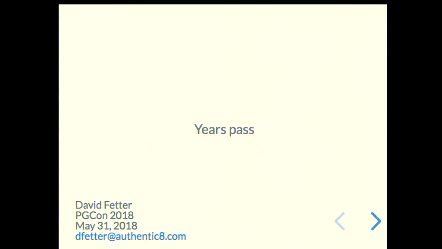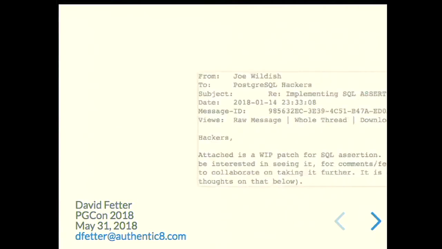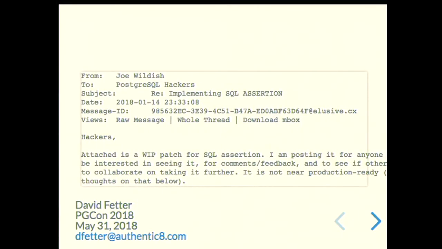Years pass. I guess Peter had other things that were more important to do, and I'm glad he did them. Then Joe Wildish, whose patch we're looking at the output of right now, or the results that patch gives us, sends one that's a work in progress, and it's much improved. I was actually able to compile Postgres with a patch from the wild, which is not always the case.